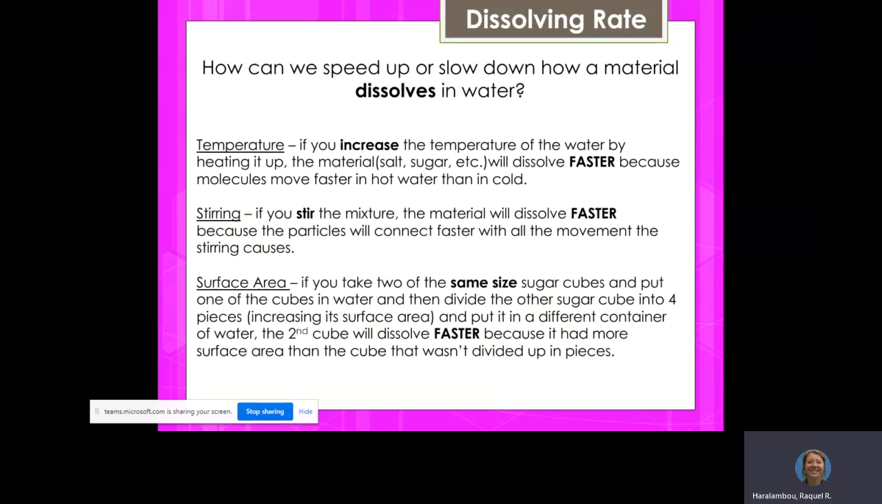Also surface area. We definitely talked about the surface area and breaking it down into having that cube, right? And then we talked about having all that cube broken up into many different pieces. So having those more pieces is talking about having more surface area, which would mean that it would dissolve quicker.